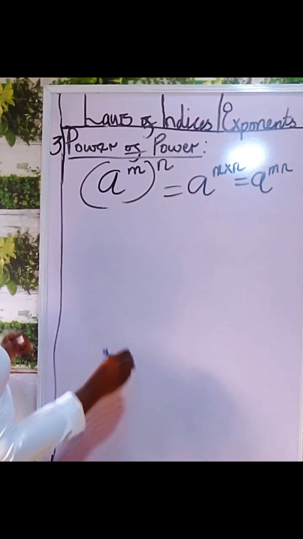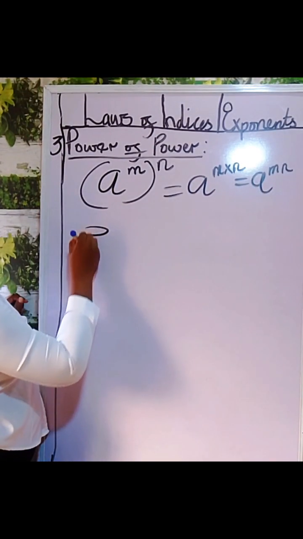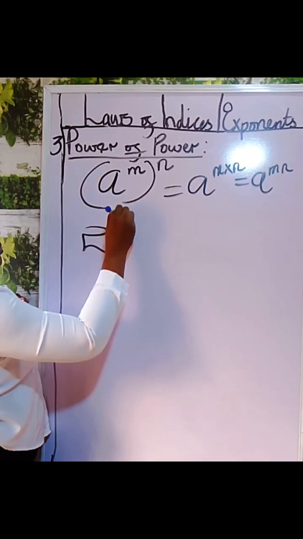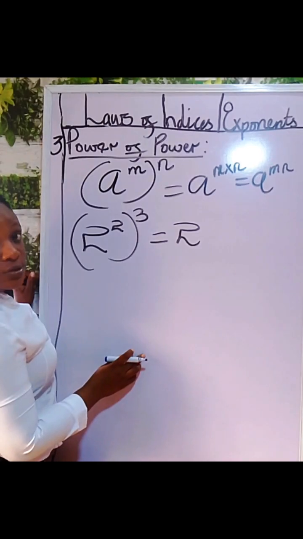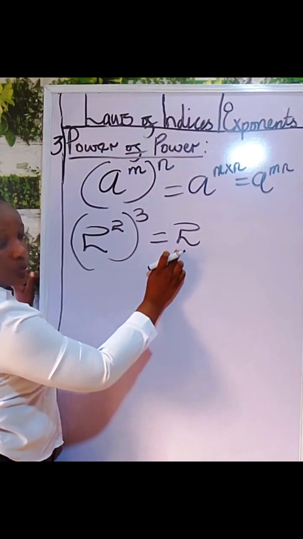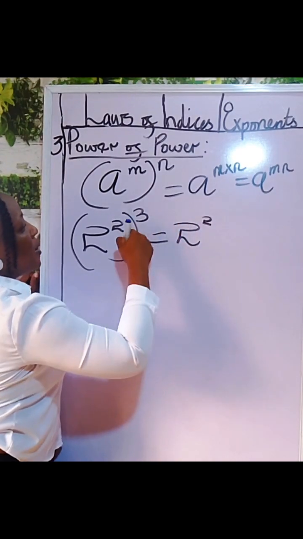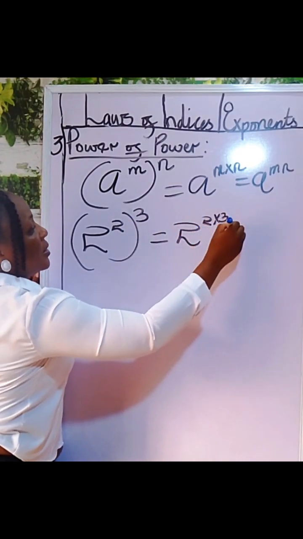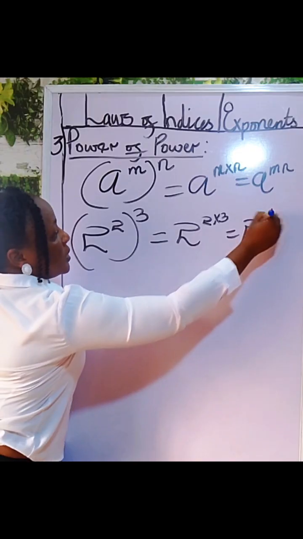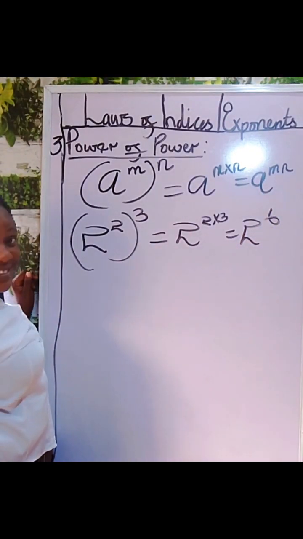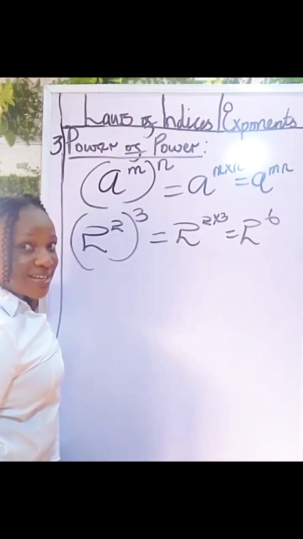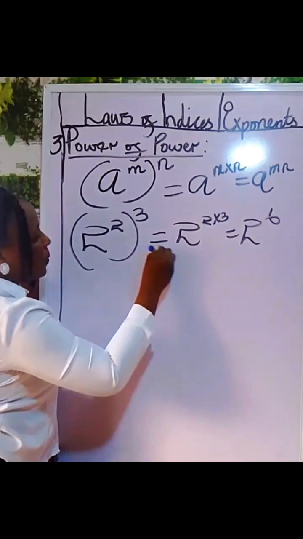Do you understand? For example, if we have 2 raised to power 2, which is also raised to power 3, what we're going to do is just to write our 2, then we multiply the powers, 2 times 3. And that will give us 2 to the power 6. Do you understand it? Can we prove it? Yes, there is a proof.